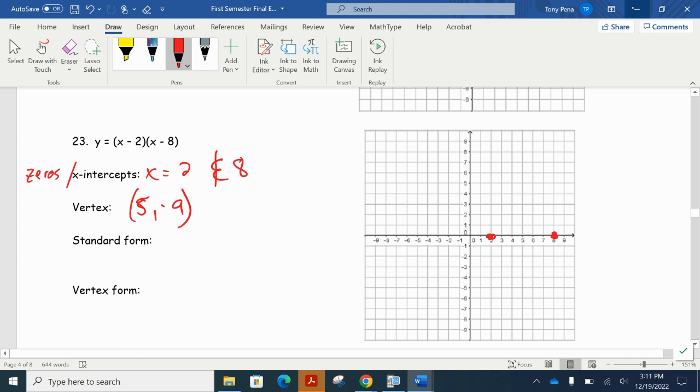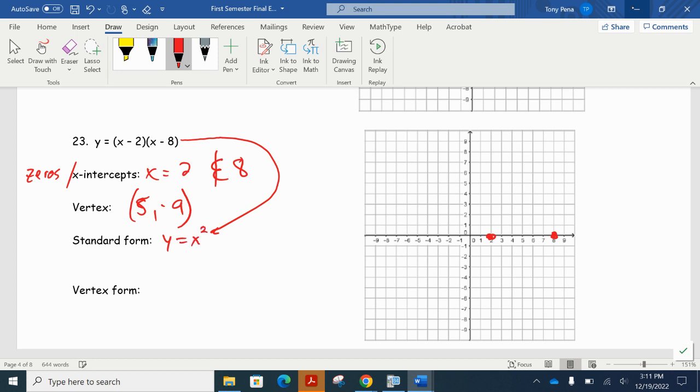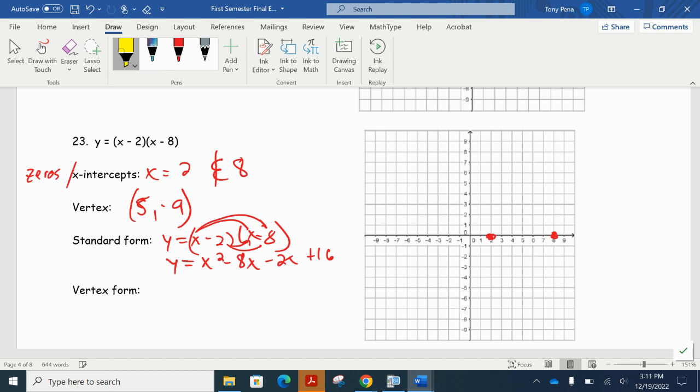Standard form is us just multiplying this out. So if I drop this down here and do x minus 2, x minus an 8, we just clean it up. So distribute: x times x is x squared. x times a -8 is a -8x. -2 times x, and then a -2 times a -8 is 16. We end up with like terms right there, so that this gives you y equals x squared minus 10x plus 16. This is our standard form.